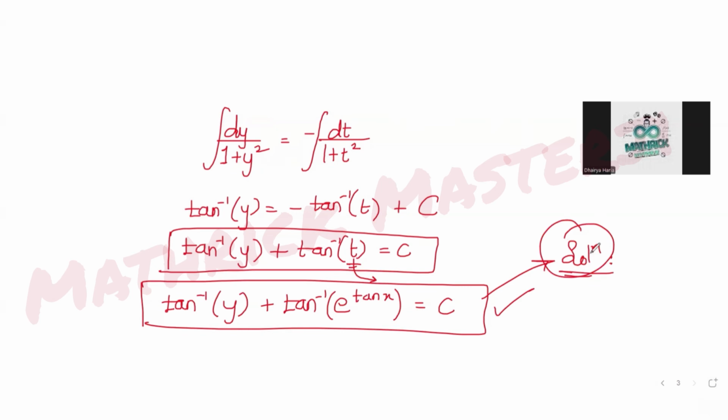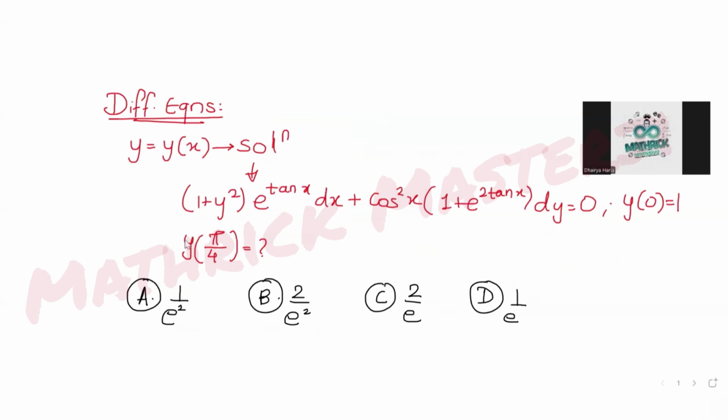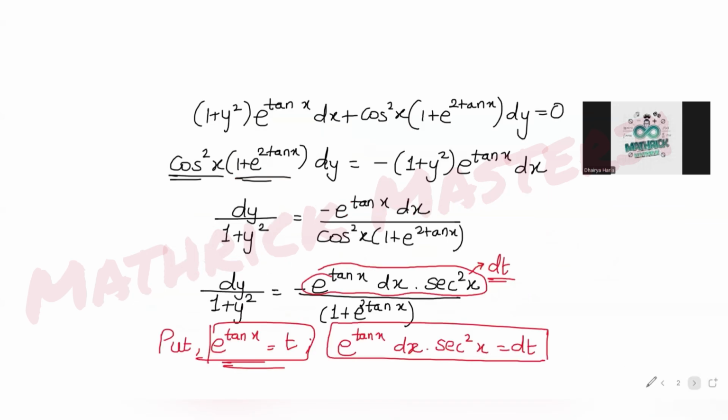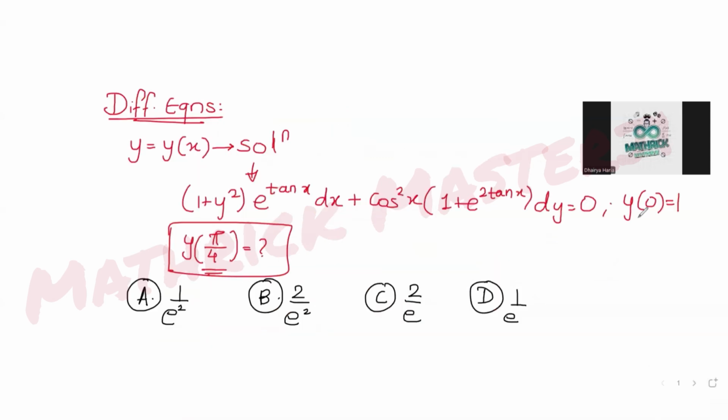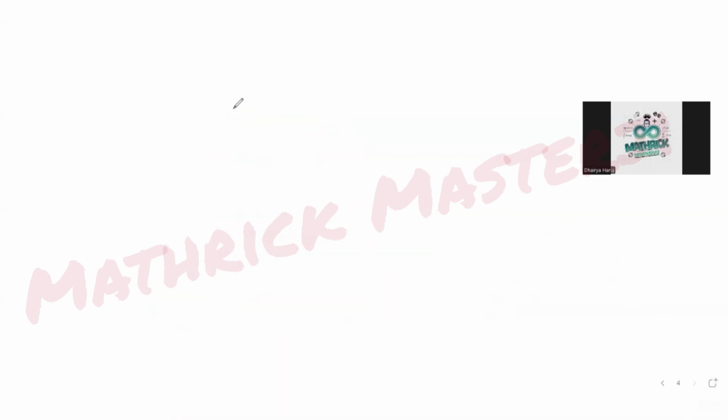Now once I have the solution of the differential equation with me, I'll just use the idea to get the value that they have asked us at x equals pi over 4. But for that, we should first know this value of c. So to get the value of c, I'll use the first condition which is given to me, which says at x equals 0, y equals 1.